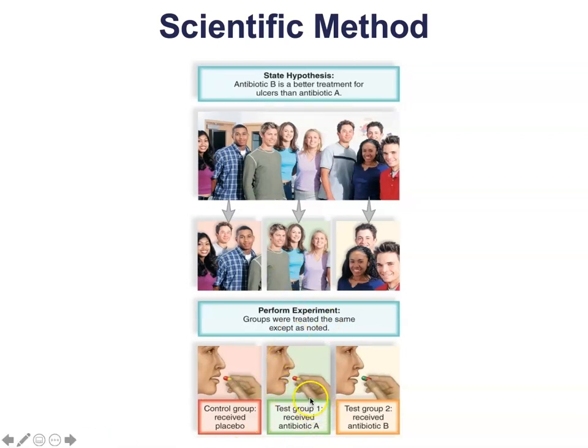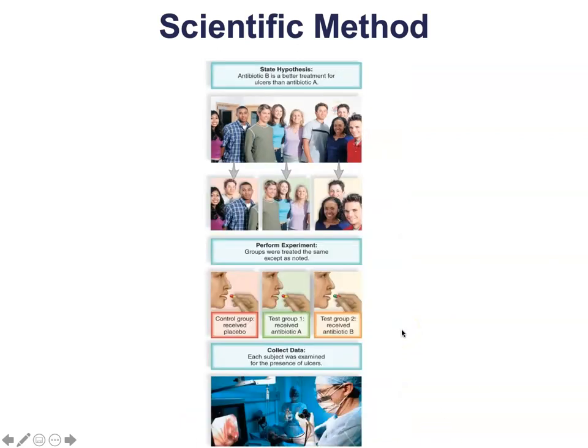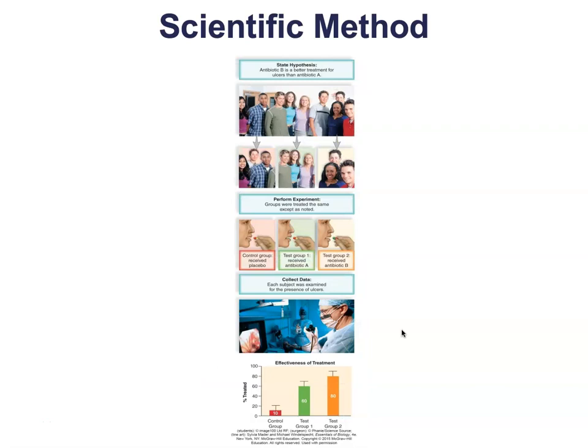Test group 1 is going to receive antibiotic A. Test group 2 is going to receive antibiotic B, and we're going to see how they compare. So the next step is we're going to collect that data. For this case, if we're examining the presence of ulcers, we're going to use endoscopy. It's a procedure that allows doctors to examine the linings of the throat, stomach, and upper small intestine to check for ulcers. This is going to be performed on all subjects, even the control group, because we need to know how they compare to test group A and B.